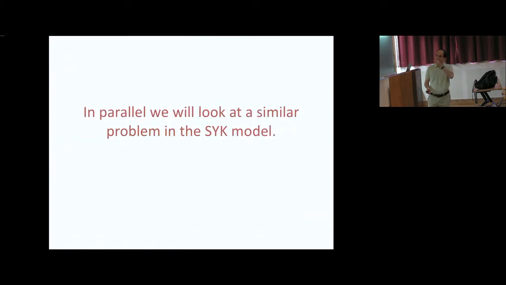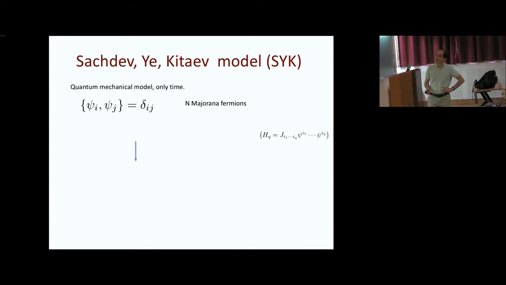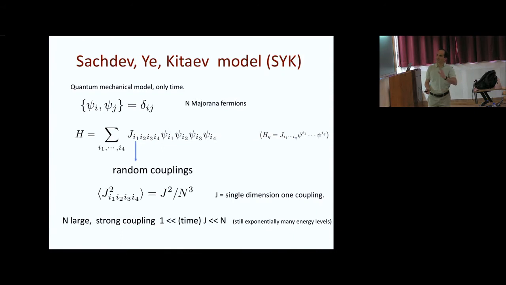We can analyze this, and in parallel, we'll look at a similar problem in the SYK model. As you know, this is the same transparency I showed yesterday. We are going to deal with this model, and we are going to deal with two copies of the model. So we'll have two identical copies with identical couplings, and we're going to put an interaction between them. So psi left are the fermions in the left copy, and psi right are the fermions in the right copy. Okay, so there shouldn't be an integral here. This looks like a Lagrangian, but it should be mu times psi left, psi right. The integral is a typo.